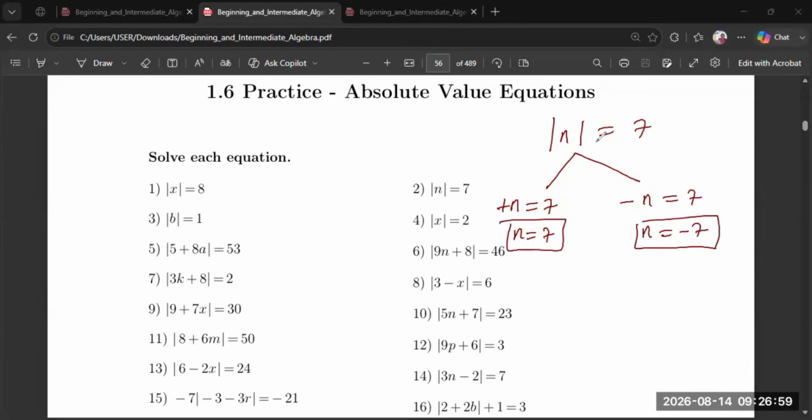And let's see if that works. If we put 7 here, absolute value of 7 will still give us 7. If we put -7 here, absolute value of -7 will still give us 7. You see, that makes sense, right? Perfect. Now let us do something a little bit challenging.